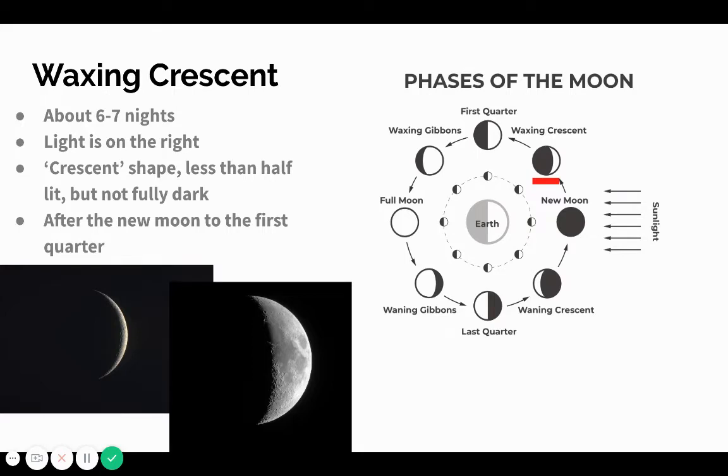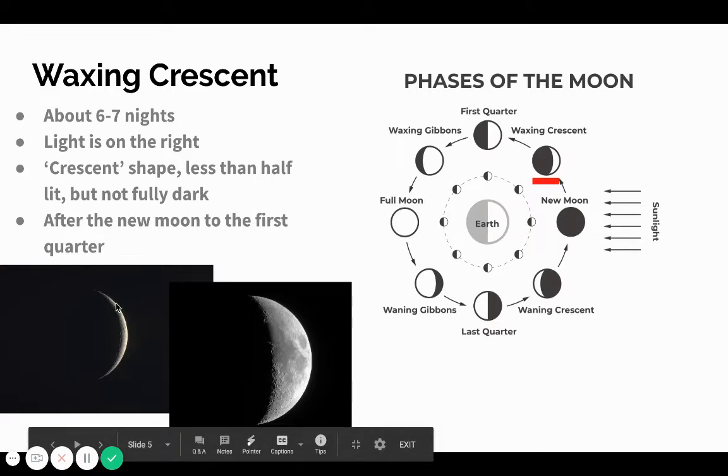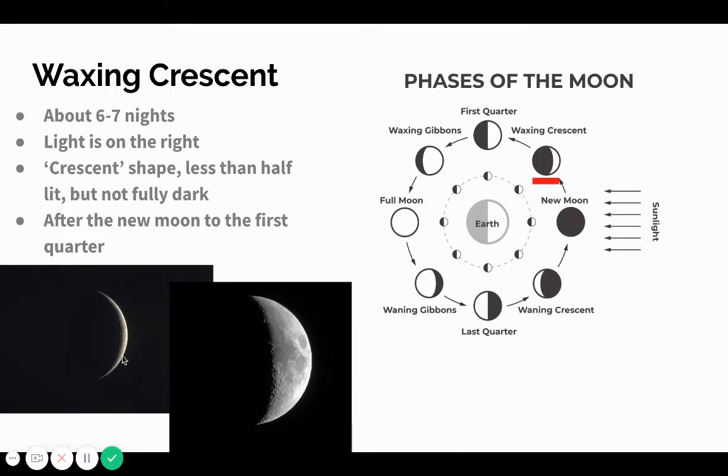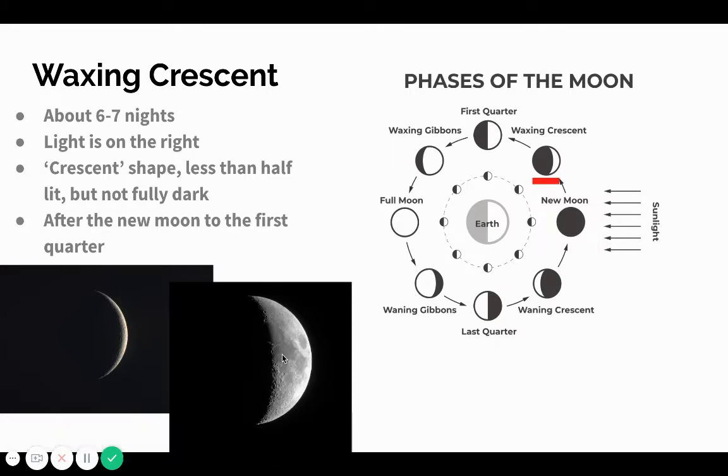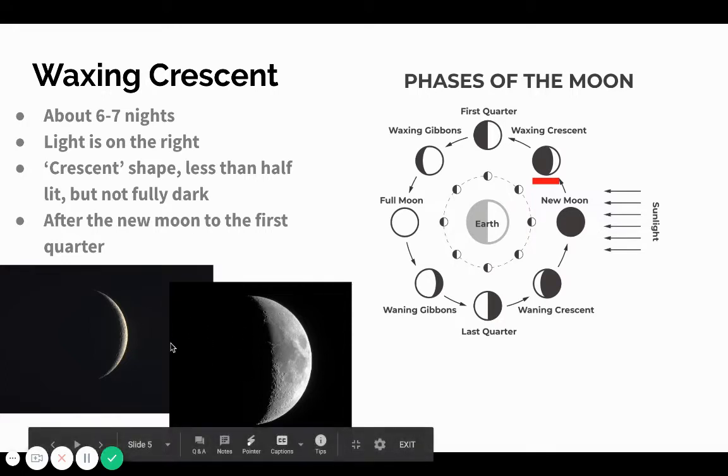So a waxing crescent has light on the right side in a crescent shape. It can be a small sliver of a crescent. This is probably like day 1 or 2 of a waxing crescent phase. This is more like day 4 or 5 of a waxing crescent phase. But less than half the moon is lit. So this phase starts the night after the new moon and will last for about 6 to 7 days. In the waxing phases, light is added to the moon.